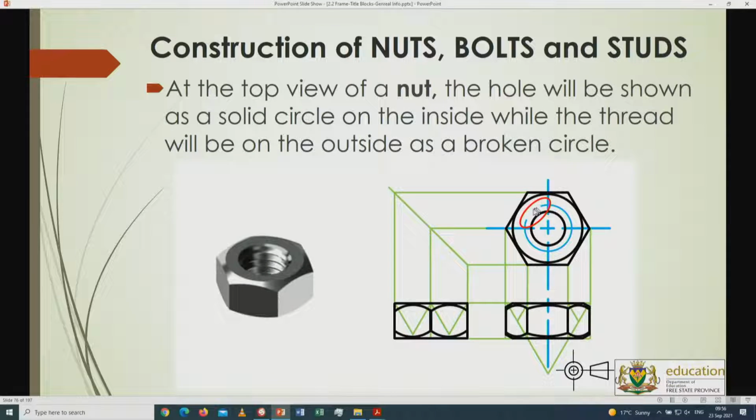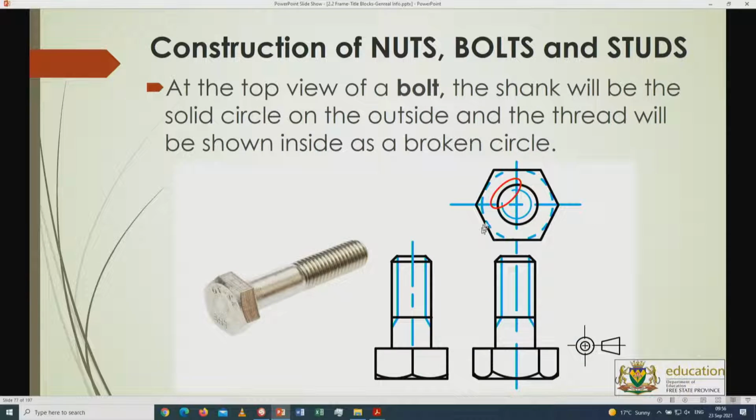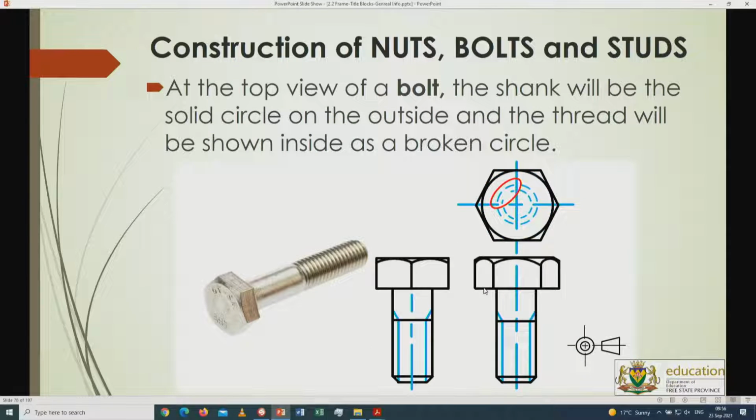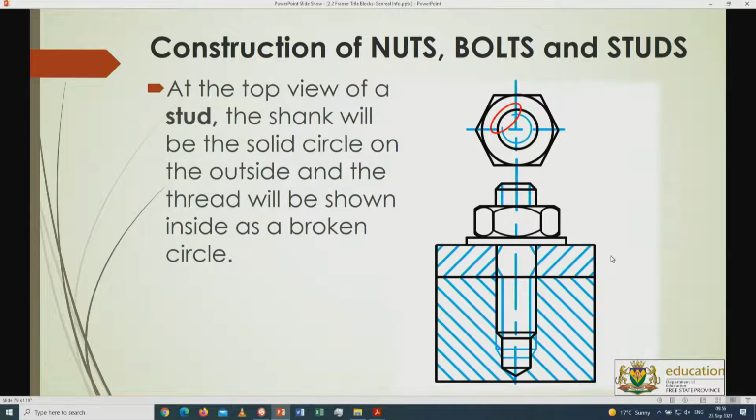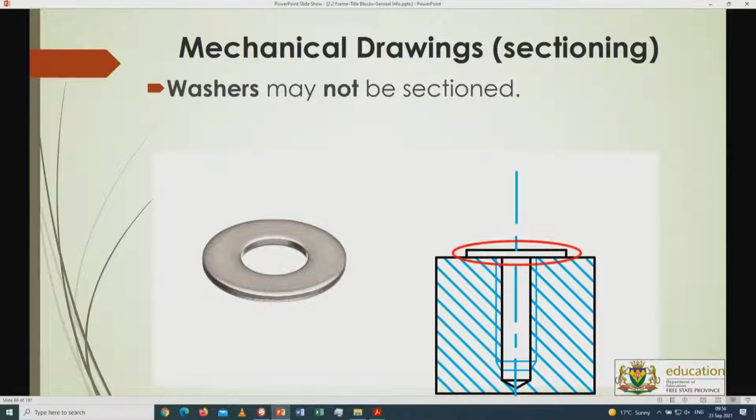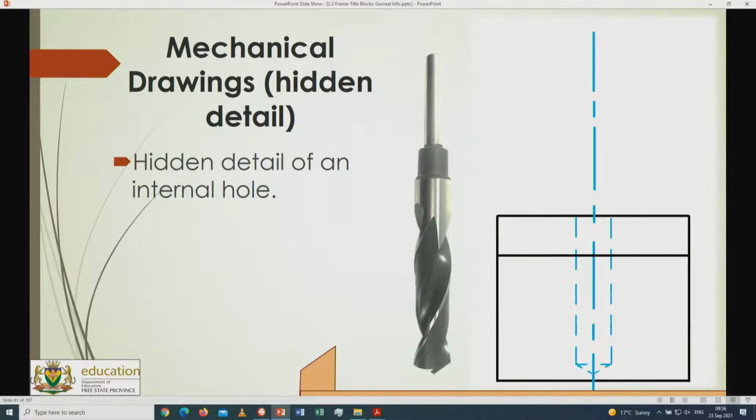This is what I pointed out to you. Material side will be broken. This over here, material side on the inside will be broken. This is also applicable for this memo discussion for question 4. And then, of course, with the stud, you will also get the material side being broken. Washers, you don't hatch, you keep it clear.